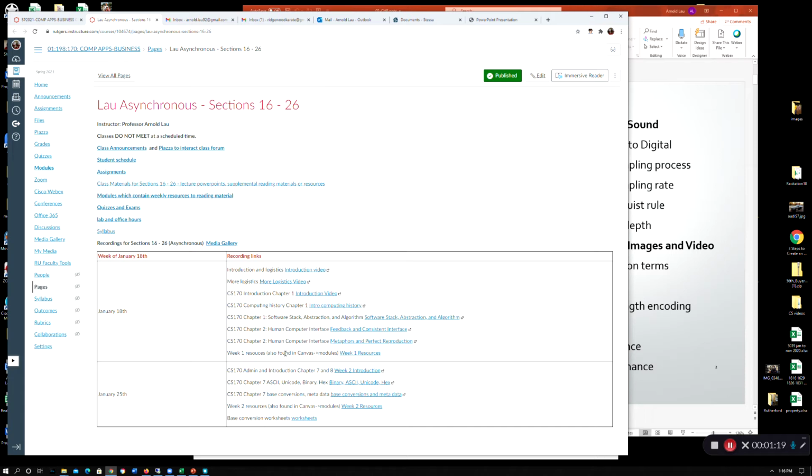You see last week I put in the resources, which goes to the modules area for week 1 resources. It talks about what you should review in the textbook and some knowledge questions for your own self-study. Here's week 2, same thing. And then here are the base conversion worksheets.